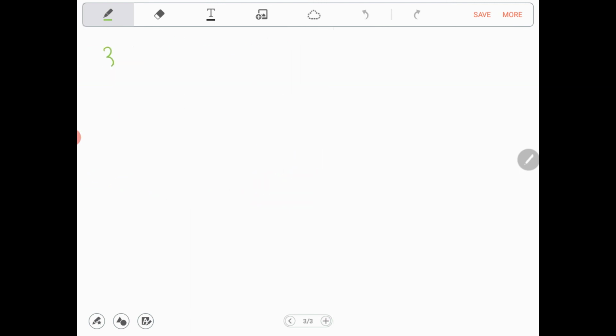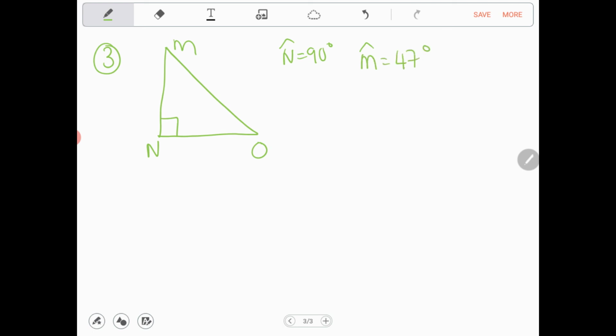All right, let's try one more. Here's triangle MNO. Angle N is 90. Angle M is 47. And MN is equal to 15 meters. Find NO. This time we're going to find it to one decimal place. So we're going to fill in what we know. We know that angle M is 47. We know this is 90, and we know that MN is 15 meters, this side here.